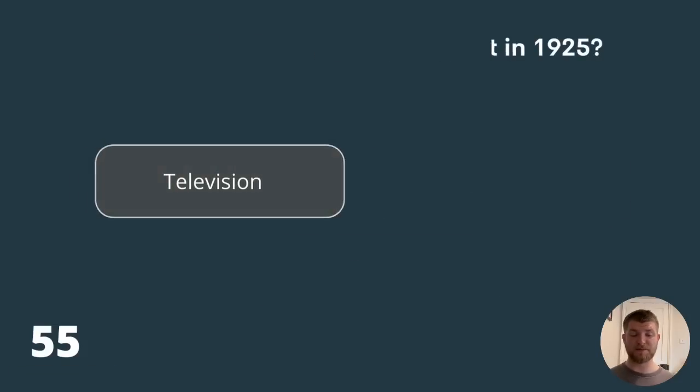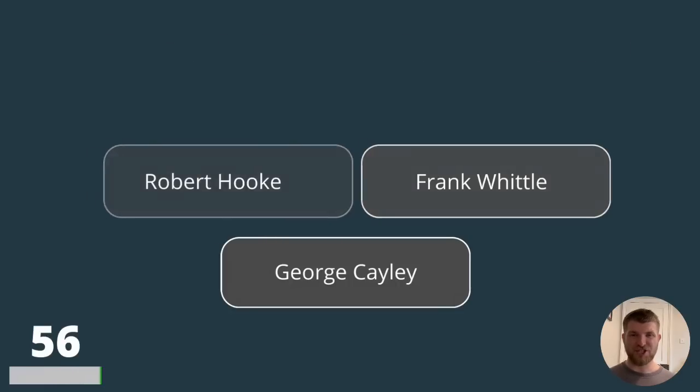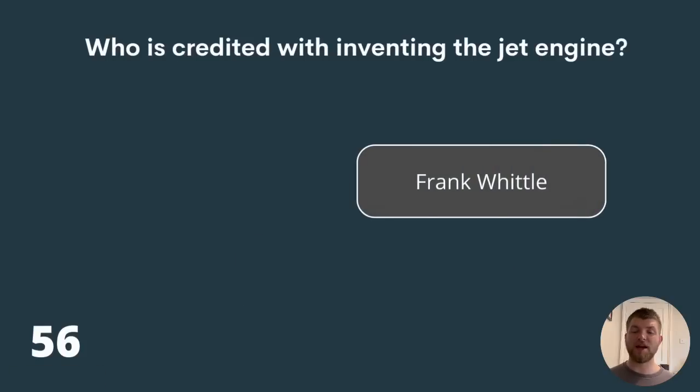Question 56. Who is credited with inventing the jet engine? Robert Hooke, Frank Whittle, or George Cayley? The jet engine is credited to Frank Whittle.